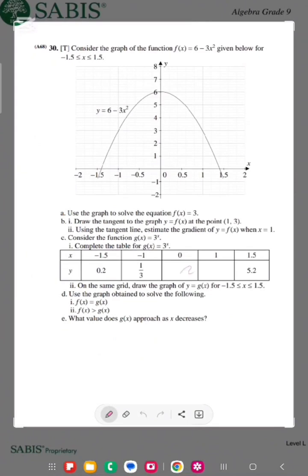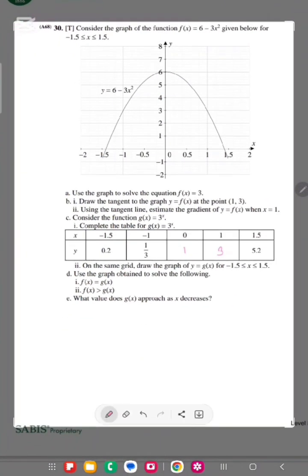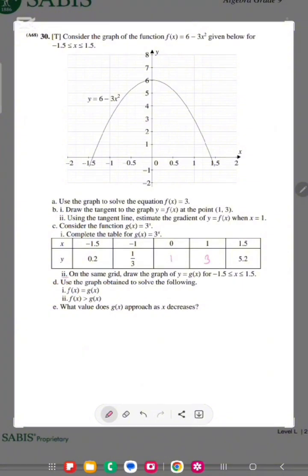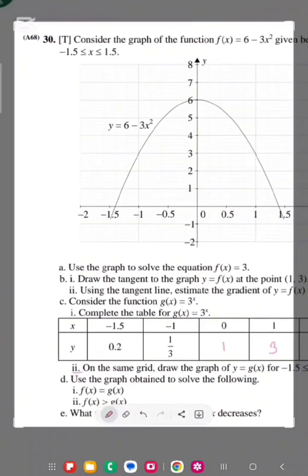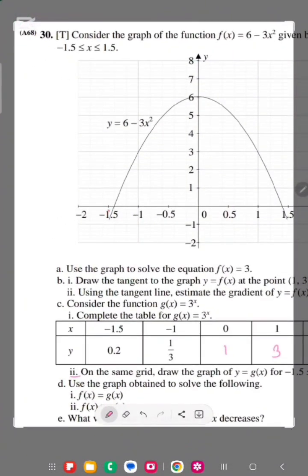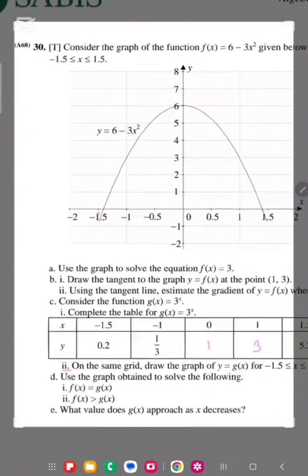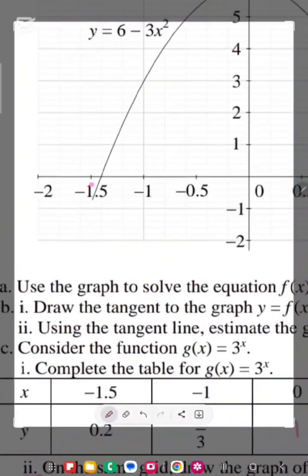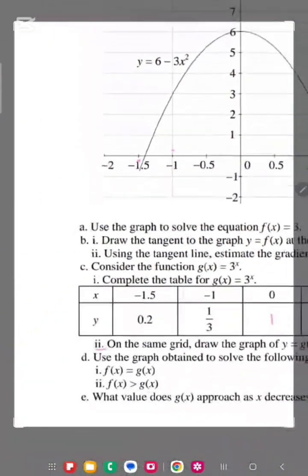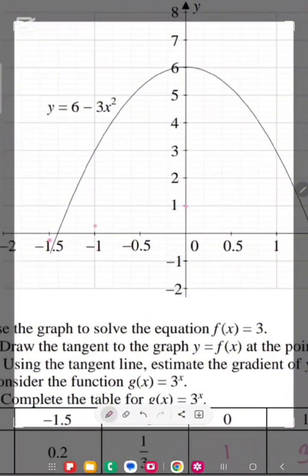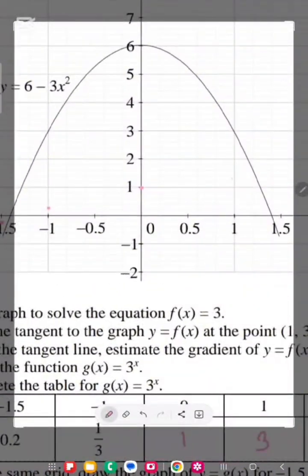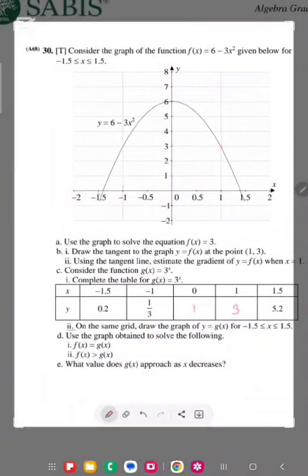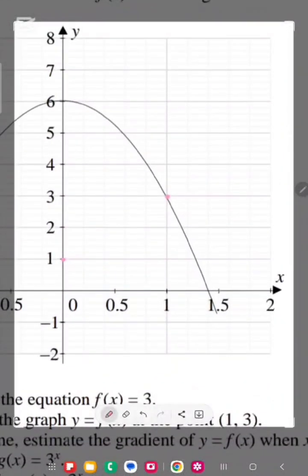Now, okay. This one was 1 and this one was 3. Again, we were graphing. They want you to graph g of x equals 3 to the power of x. So negative 1.5 is 0.2 and 0.2 is there. Negative 1 and 1/3, so that's negative 1 and 0.3. So a bit over the first line, so somewhere here. Then 0 and 1. Then 1 and 3. Then 1.5 and 5.2. So somewhere here.